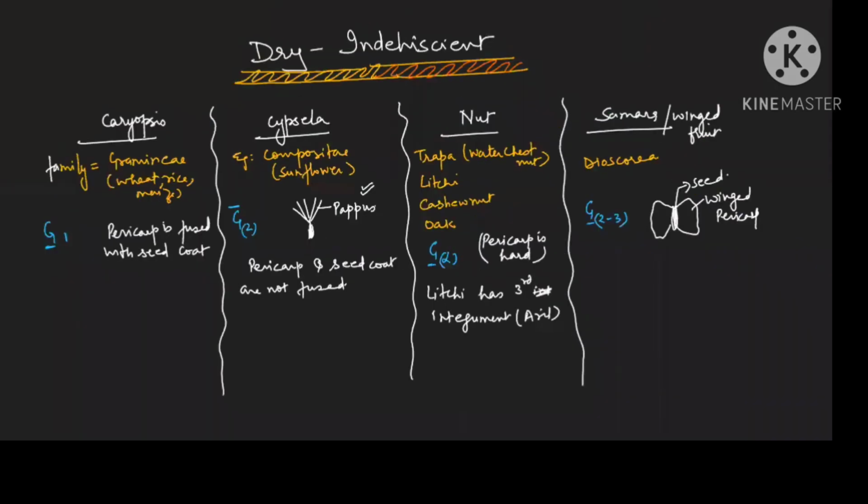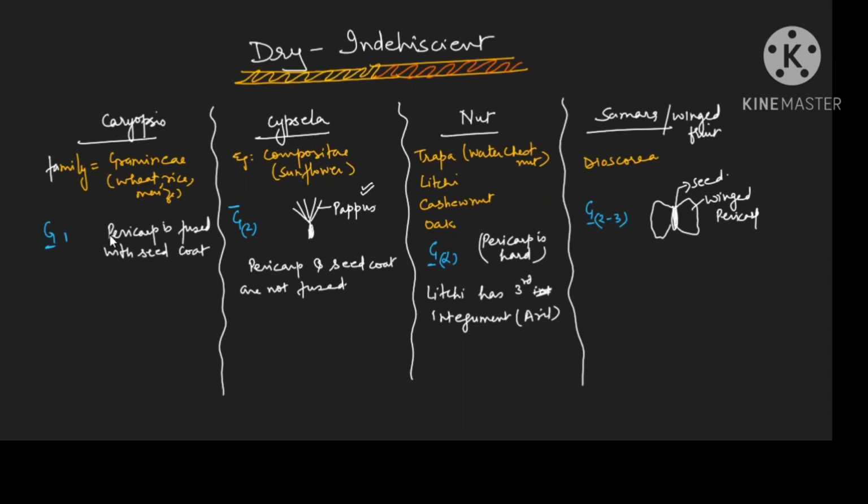Now see the next category, dry indehiscent fruit: Caryopsis, Cypsela, nut, and Samara. When you think of Caryopsis, you think of the grass fruit, the Gramineae family, in which the wheat, rice, maize members are coming. Here the pericarp is fused with the seed coat. So what you are consuming, the cereal crop like wheat and rice, they are not seeds, okay? They are fruits, dry and indehiscent, in which the pericarp is fused with the seed coat. We call such type of fruit Caryopsis.